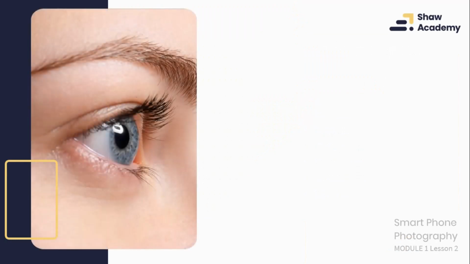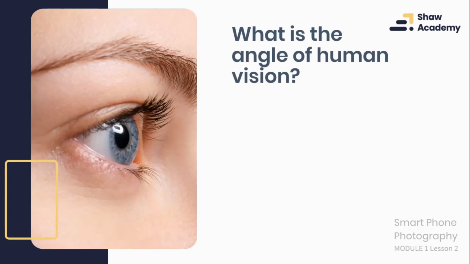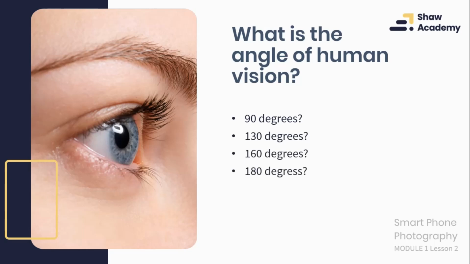So first off, I want you to answer me this question. What do you think is the angle of human vision? Try this: look straight forward and think about how much you're actually able to see. What do you think is the actual angle of vision? Is it 90 degrees? Is it 130 degrees? Is it 160 degrees? Or is it 180 degrees? How much do you think you can actually see when you look forward? So what answer do you think it is? Just type it into Morpheus there and let us know.